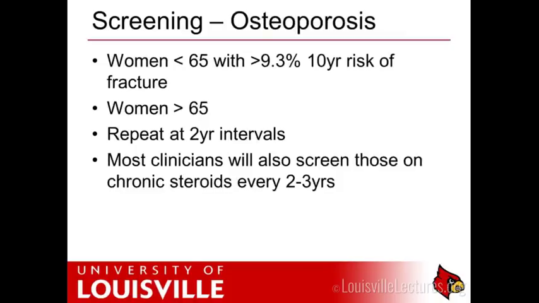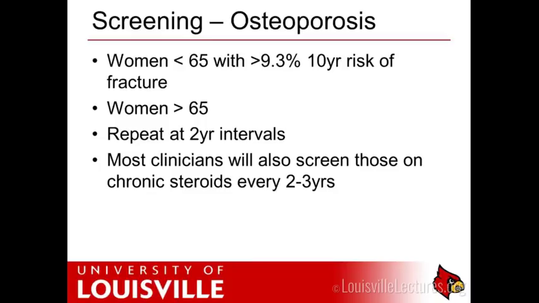Osteoporosis, and so it's women greater than 65. You consider screening women that are less than 65 if they have an elevated risk, and so that would be a risk that's equivalent to someone that's age 65, which is 9.3, and you can use the FRAX calculator, which you can get online. And then the general recommendation is, say it's normal or osteopenic, you're going to continue screening every 2 years.